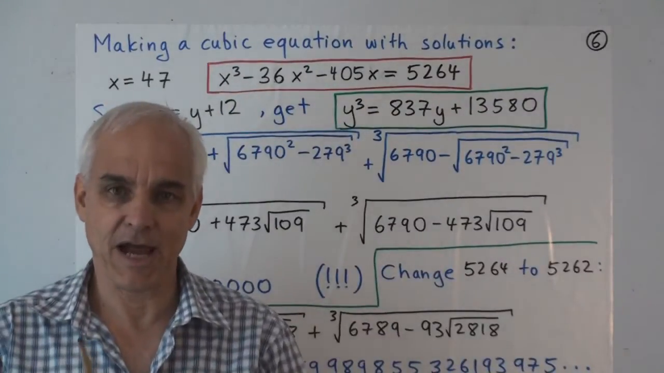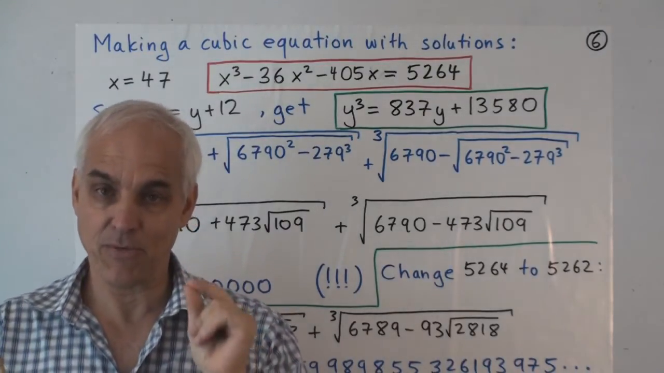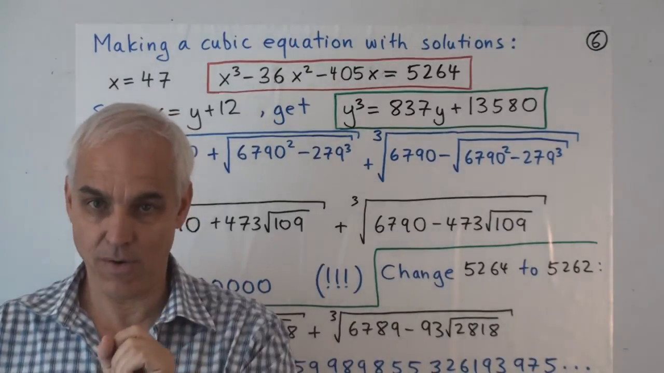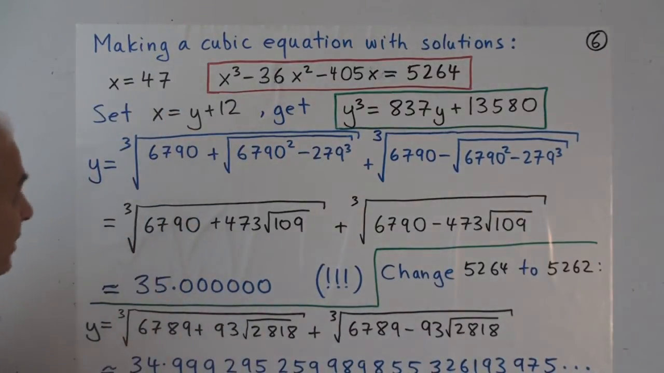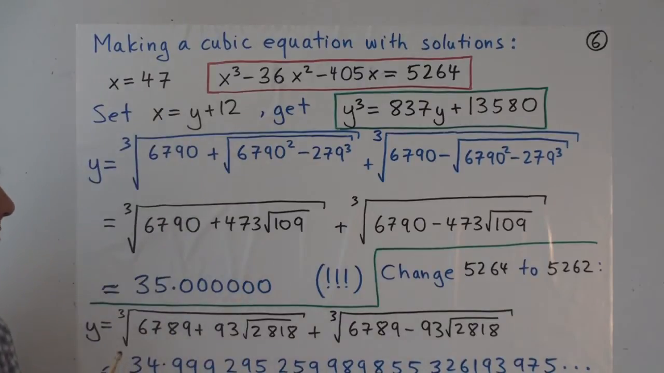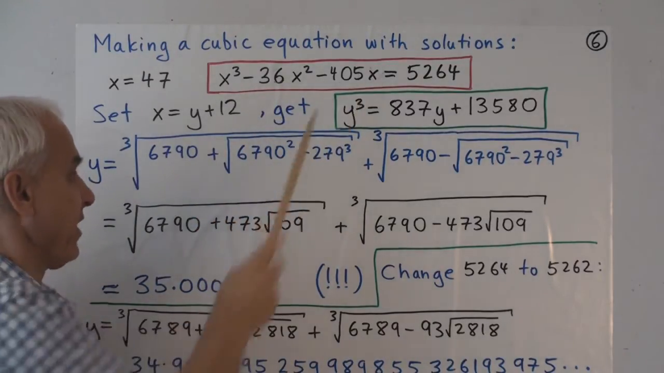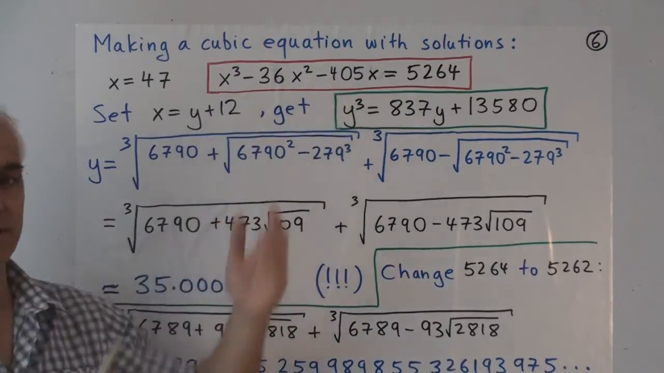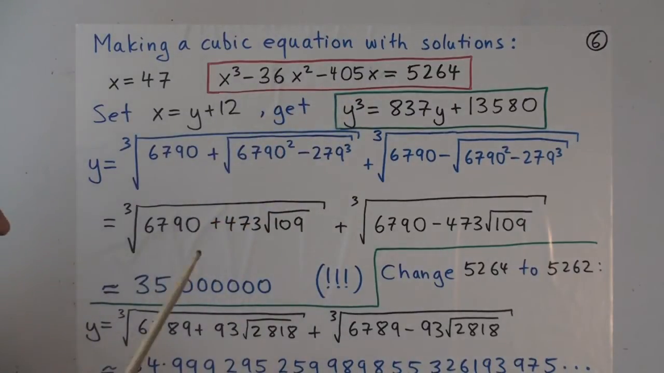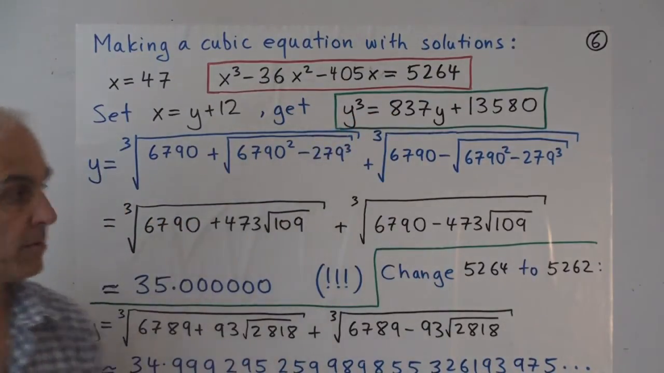So here's an example to see how this cubic formula works. We're going to cook up, first of all, a cubic equation whose solution we know. So we're going to start with the solution. Let's say randomly x equals 47. And then we're going to just cook up a cubic equation that 47 satisfies. So I'm going to randomly compute x cubed minus 36 times x squared minus 405x. And I chose those numbers more or less at random. And I compute that with x equals 47, and I get 5,264.